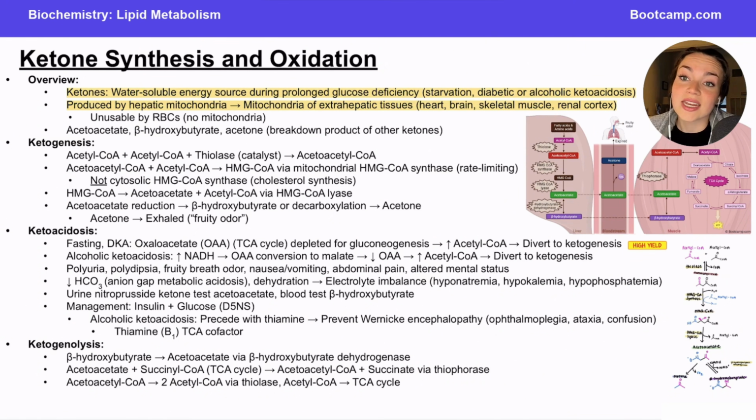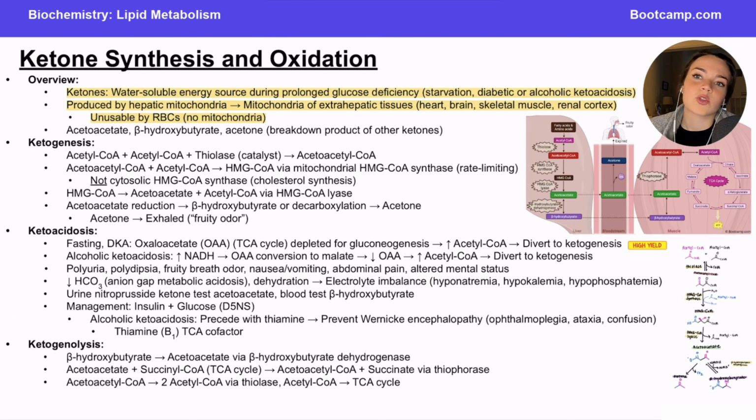However, like we said, these are used by mitochondria within those cells. That means that things like red blood cells that do not have mitochondria cannot use ketones as an energy source. They're still going to rely on glucose, specifically glycolysis, which does not require a mitochondria.